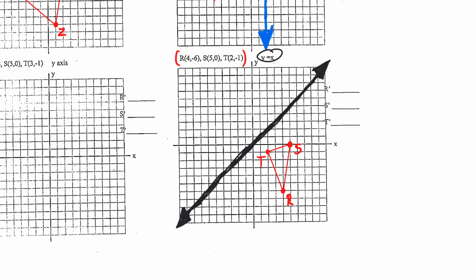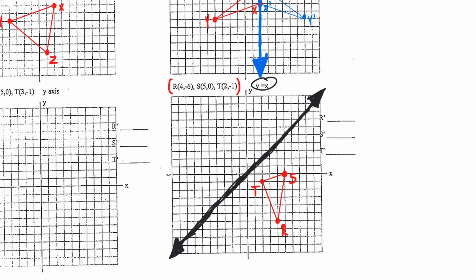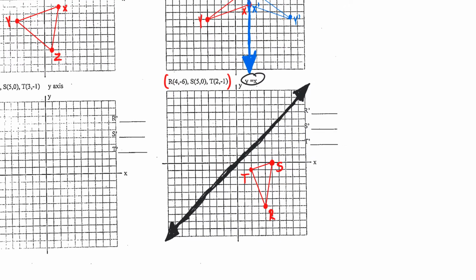Now, we could count it, but it's a little bit difficult, but there is a rule that makes this pretty easy. When you reflect over the line y equals x, all you do is switch the x and y value of each coordinate. So we're going to list R prime, S prime, T prime first, then we'll go back and plot them. For R, to reflect it over the line y equals x, I just switch those. It becomes negative 6, 4.